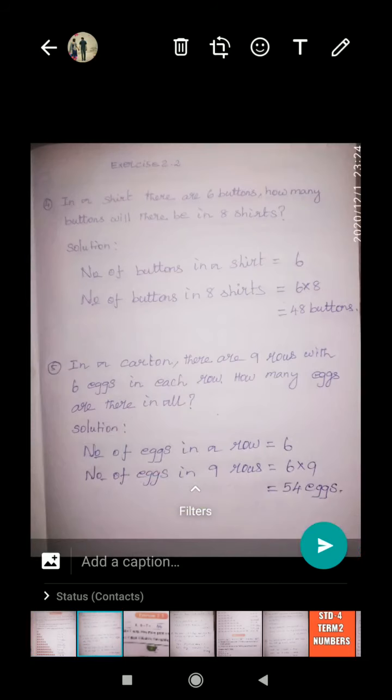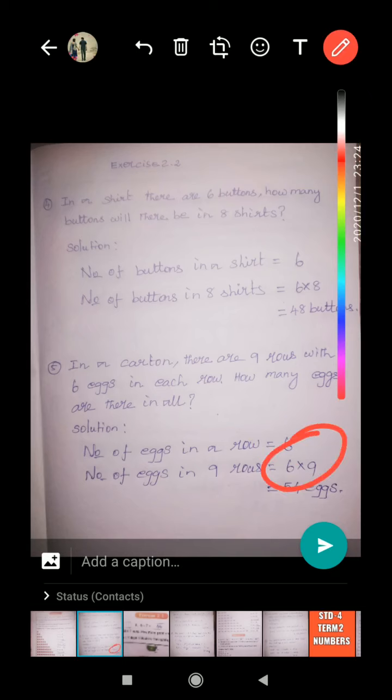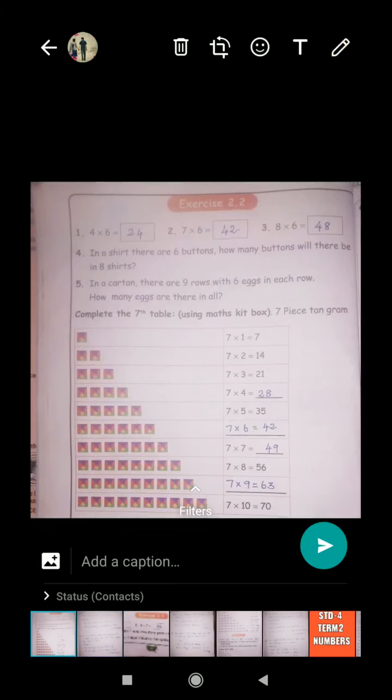Look at the answer. Number of eggs in a row, in each row there are 6 eggs. So number of eggs in 9 rows, we have to multiply 6 into 9. So 6 nines are 54. So total number of eggs, 54 eggs. Okay, next, complete the 7th table. You can fill in your book yourself.